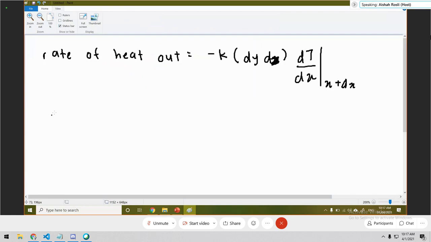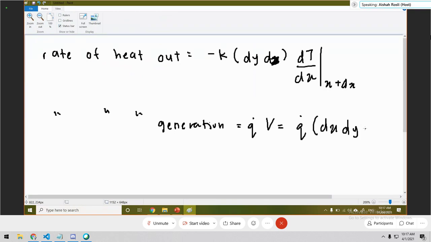So what about the rate of heat generation? It is simply q times the volume. In this case, the volume of a cube will be the height times width times length, which is something very simple. So dx times dy times dz, you will get the volume.